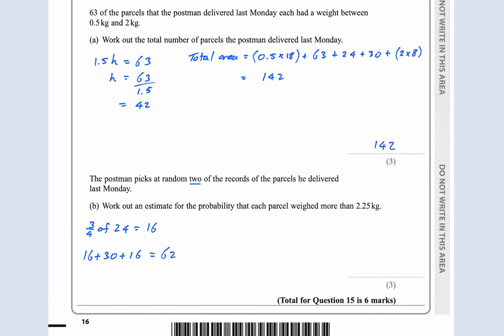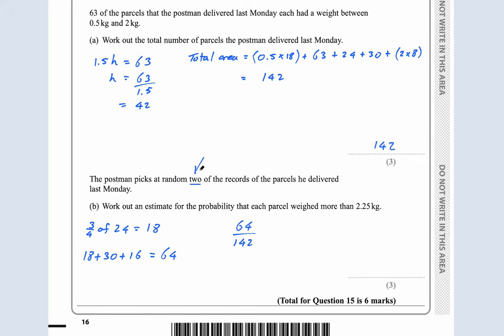So this is 18 here, and this is 18 here, and that's not 62, that's 64. Okay, so the probability that the first one he takes is bigger than 2.25 is 64 out of 142.